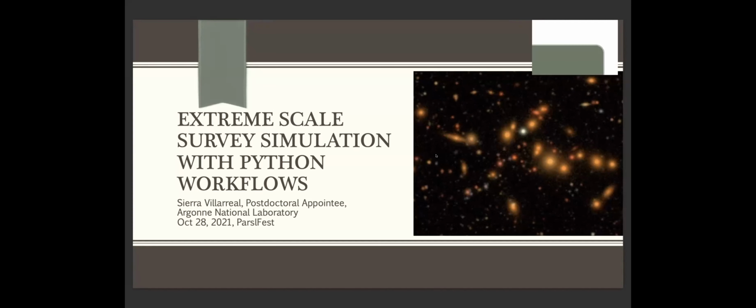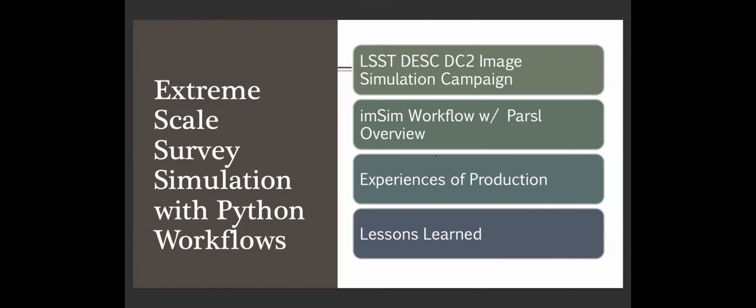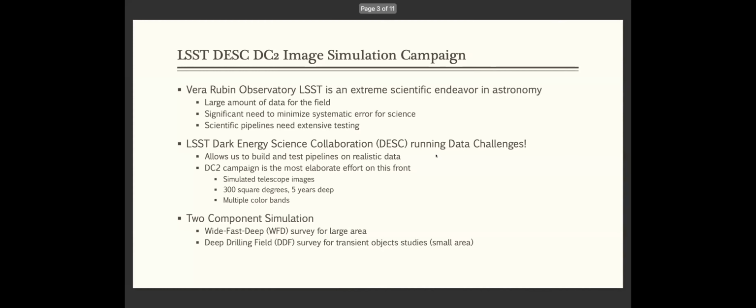And let me see if I'll actually switch slides. There you go. So I'm going to go pretty quick on this because I'm sure we're all getting very tired at this point. But just a quick outline, I'm going to cover what the image simulation campaign even is, how we implemented Parcel as part of that, what sort of experiences we had during production and what lessons we learned, and how I'm basically going to be staring at FuncX longingly now that I know more about it.